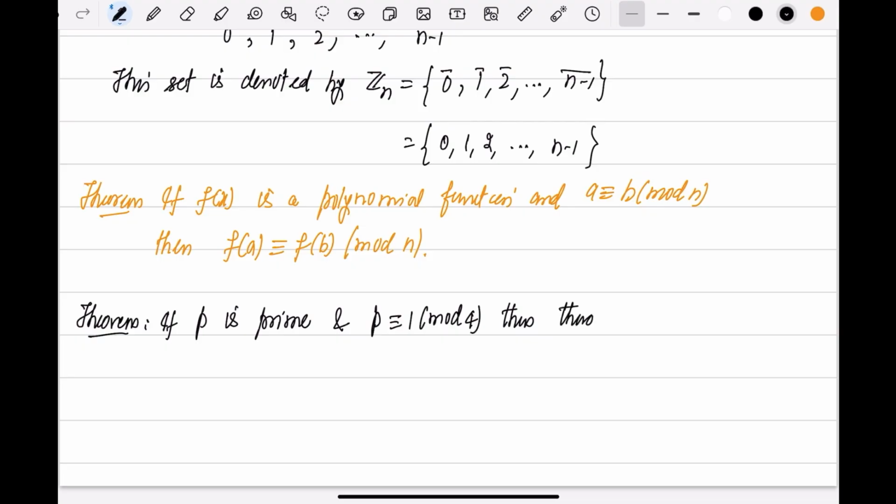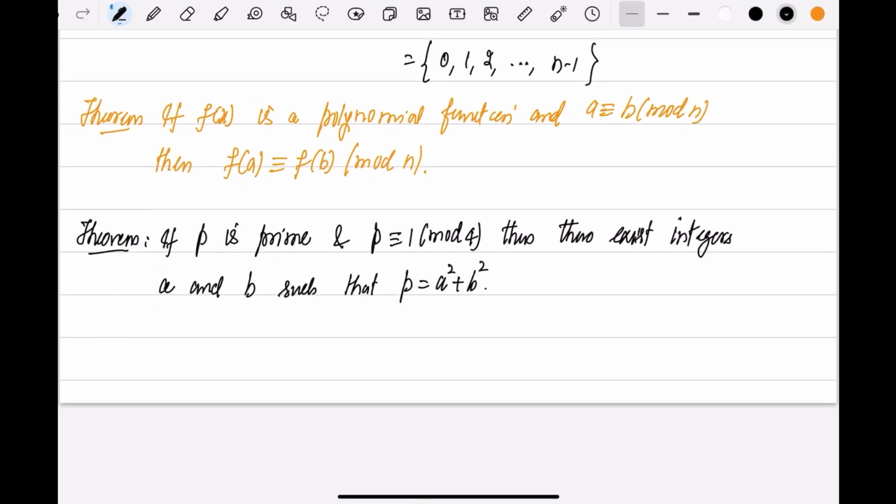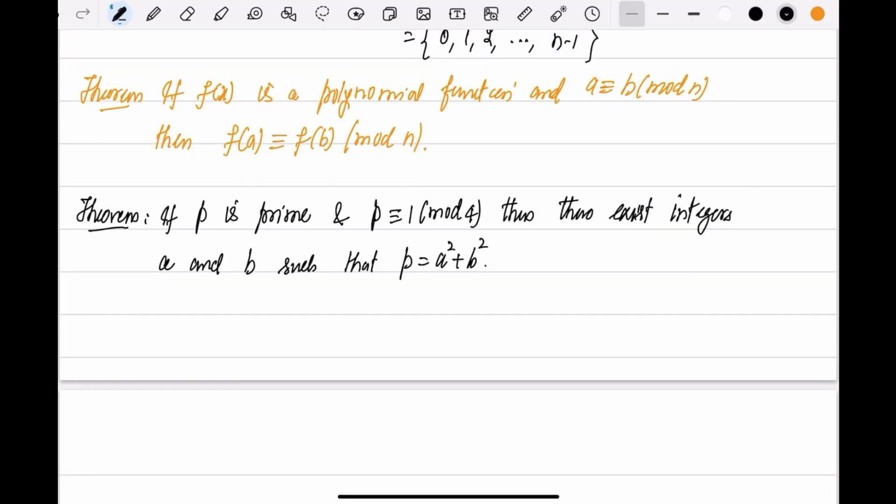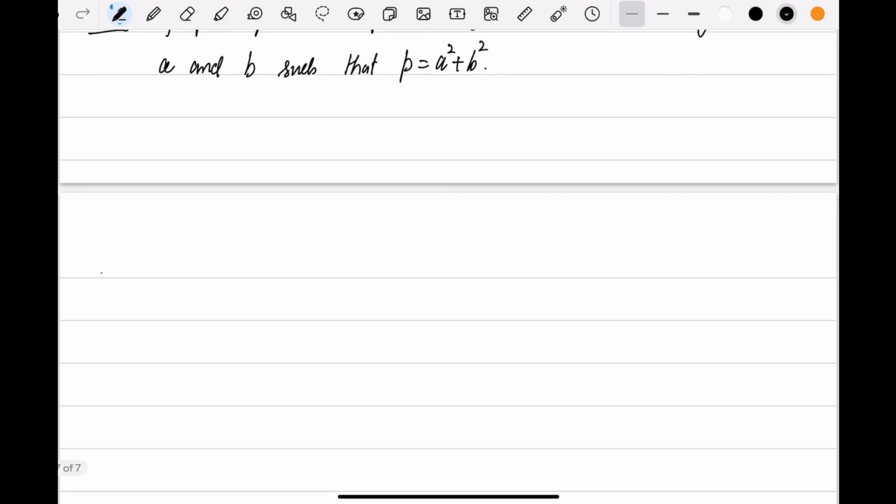Then there exist integers a and b such that p is equal to a square plus b square. So this theorem tells us that every prime number that is congruent to 1 mod 4 is always a sum of two squares. This has a very nice application when studying the ring theory of the ring of Gaussian integers modulo n. Now let's take up the algebraic congruences.